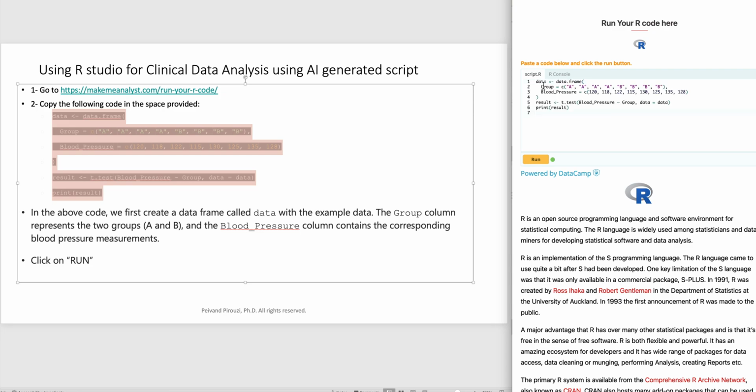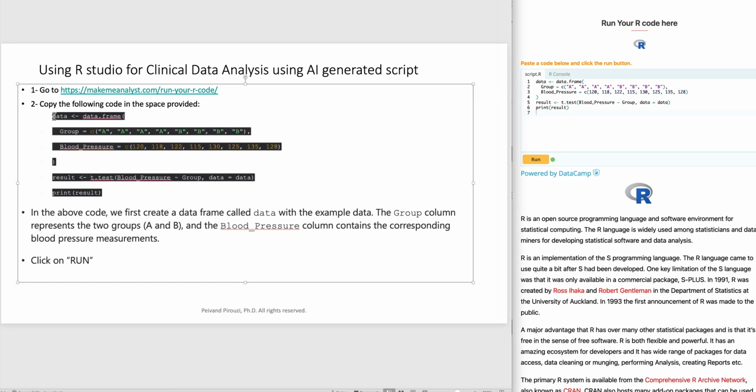Perfect. Now that we did copy and paste the R script generated by AI for our test, we just pasted that here in the script space provided below. And then you can see again you have the groups and you have the blood pressure. These are measures of the systolic blood pressure for patients before and after the treatment. Before treatment, we have 4 patients. After treatment, we have 4 patients. And now you are going to run it.